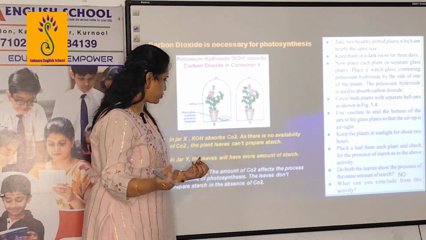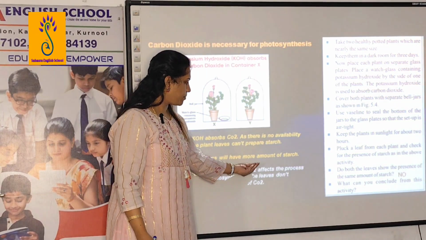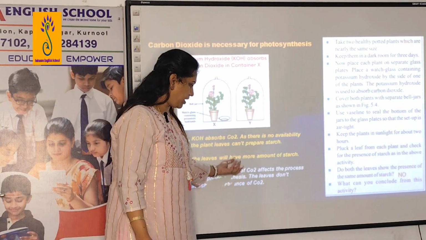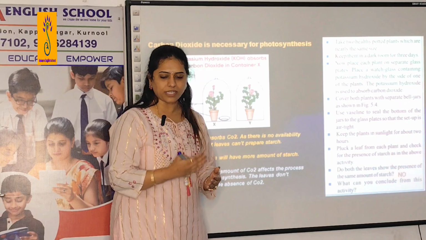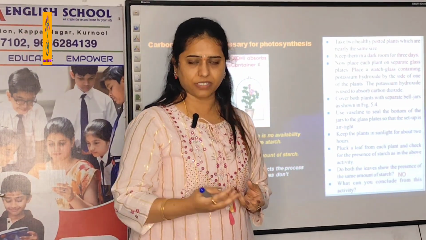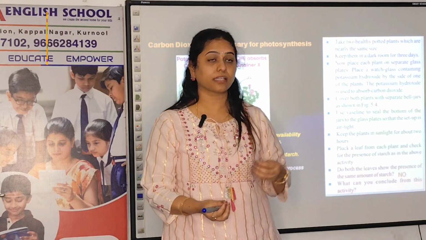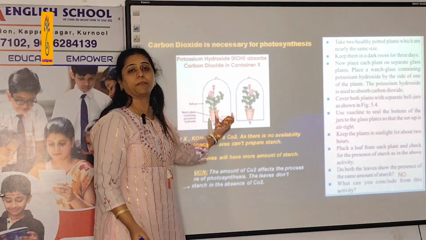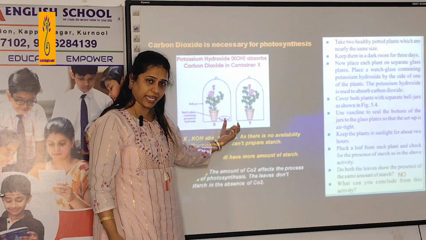Well, and you will fetch more marks. The amount of carbon dioxide affects the process of photosynthesis. What is the outcome of photosynthesis? Formation of carbohydrates. Here it is starch, isn't it? Because the carbon dioxide is absorbed by potassium hydroxide.